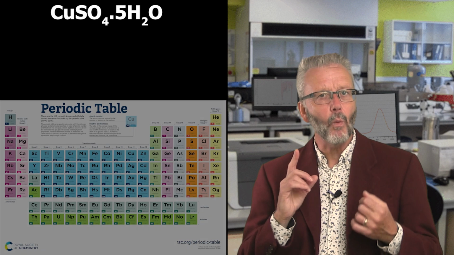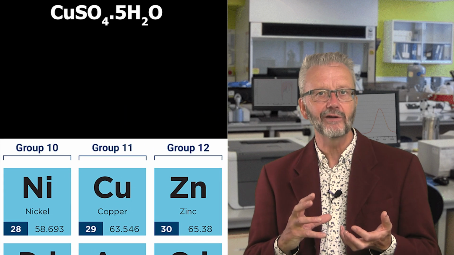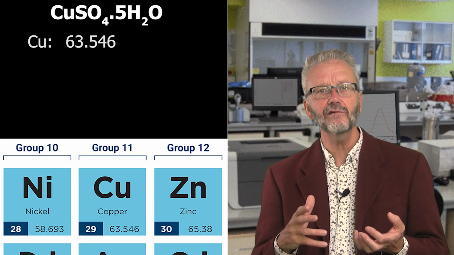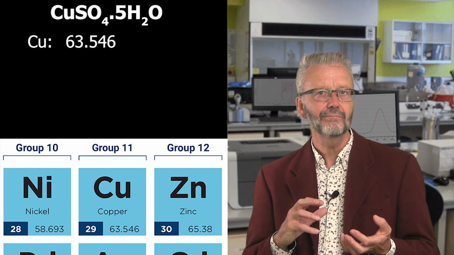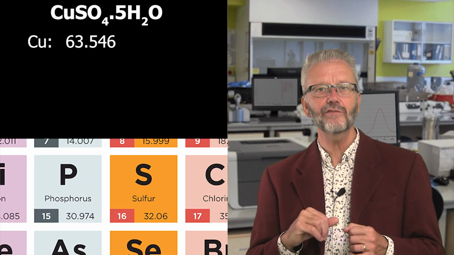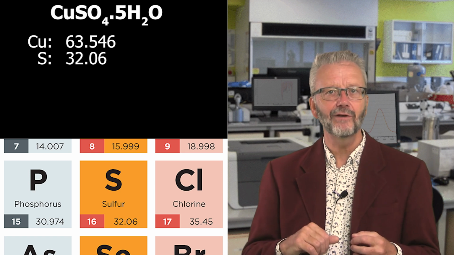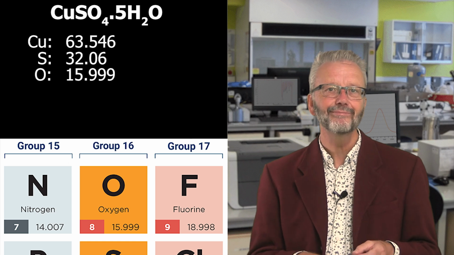Let's start with the copper sulfate itself. We only have 1 atom of copper in the formula unit, so we look that up in the periodic table and discover that it has a relative atomic mass of 63.546. Next, we look up the relative atomic mass of sulfur, which is given as 32.06. And finally, we look up the relative atomic mass of oxygen, which is 15.999.